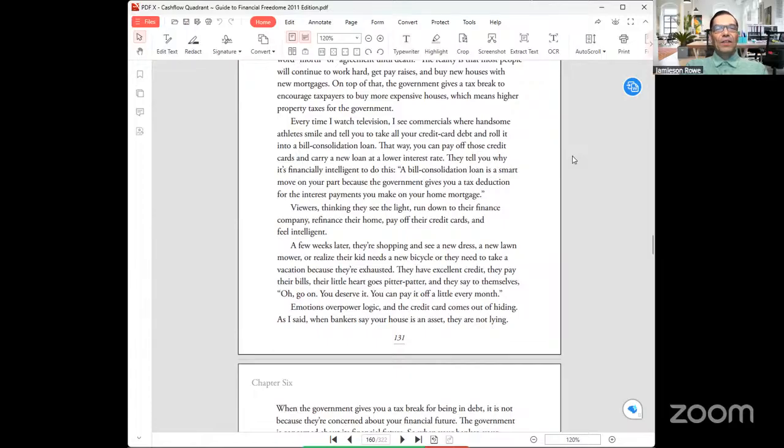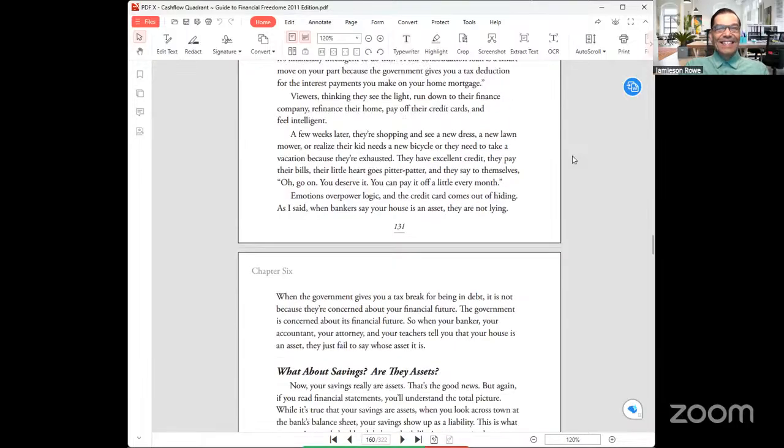As I said, when the bankers say your house is an asset, they're not lying. When the government gives you a tax break for being in debt, it's not because they're concerned about your financial future. The government is concerned about its financial future. So when your banker, your accountant, your attorney, and your teachers tell you that your house is an asset, they just fail to say whose asset it is anyway.